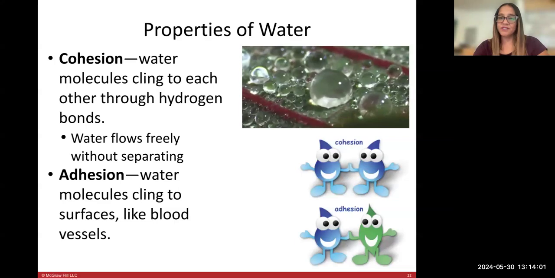Water also exhibits cohesion and adhesion. Cohesion is when water molecules cling to each other through their hydrogen bonds. This is why water flows freely without separating into individual water molecules. And then adhesion is when water molecules cling to surfaces like blood vessels. More like sticking.